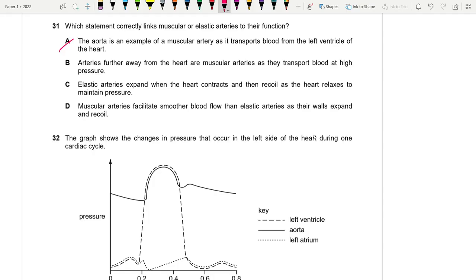31A is wrong. Arteries further away from the heart are muscular arteries. That is true as they transfer blood at higher pressure. This is wrong. You need elasticity to transport at higher pressure. Elastic arteries expand when the heart contracts and then recoil as the heart relaxes to maintain pressure. Exactly. Muscular arteries facilitate smoother blood flow than elastic arteries as they will expand and recoil. This is wrong, guys. That's the purpose of an elastic artery.